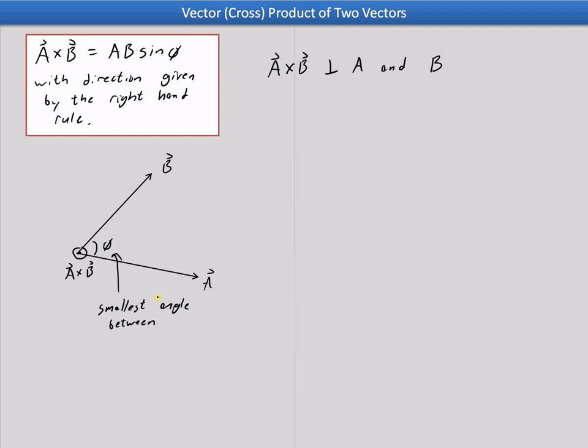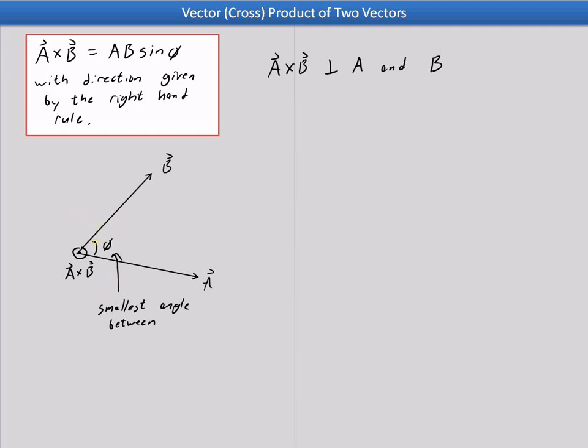With the dot product that we talked about in an earlier video, it could have been either the smaller angle or the larger. Both are going to work just fine because of how cosine works. In this case, you'd get a negative if you put it on the other side. It has to be the smallest angle in between.